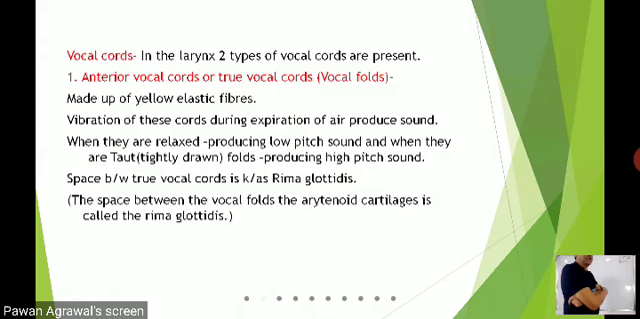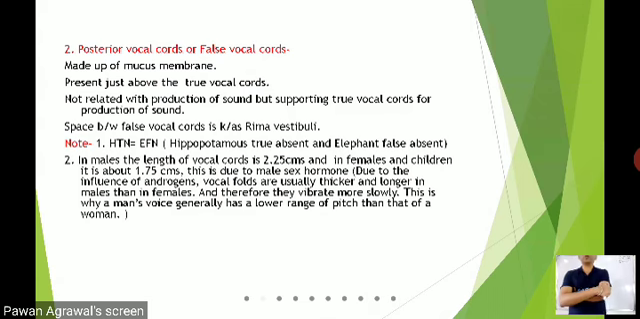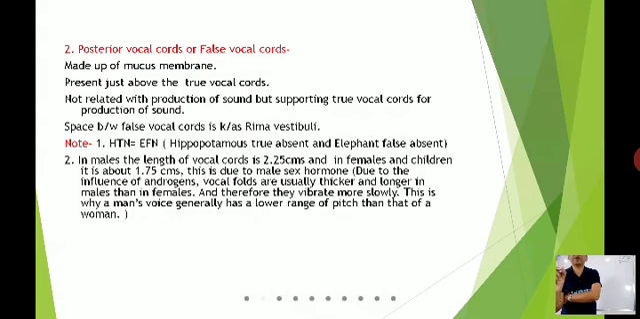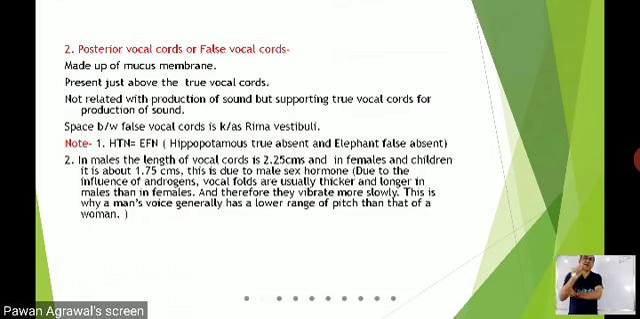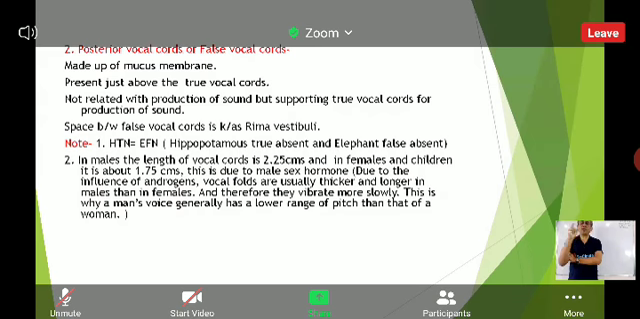Now, the second type of vocal cords are the folds of mucous membrane. They are the posterior vocal cords, the false vocal cords. They are not related with the production of sound, but they support the true vocal cords for the production of sound. The space is known as the vestibule. Then I have written HTN, hippopotamus true nahi. It means in hippopotamus the true vocal cords are absent. EFN, elephant false nahi. It means in elephant only the true vocal cords are present.